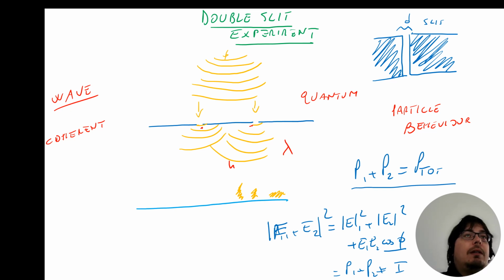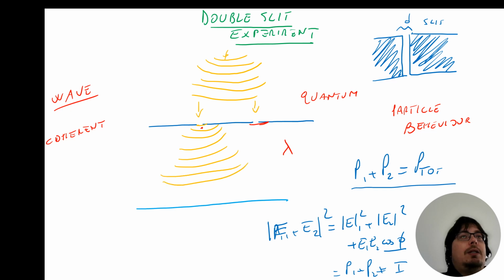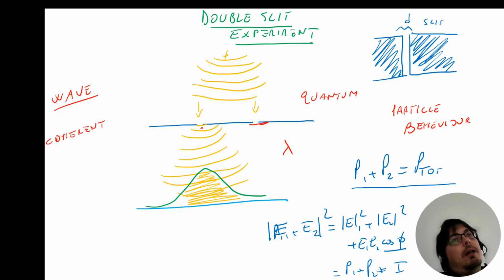We can remove the interference quite easily just by blocking one slit. If we block one slit with a stone, for example, there will be only one wave. Nothing strange will happen. And as before, we will have only one bump, no interference happening again. And this is what happens with a wave.